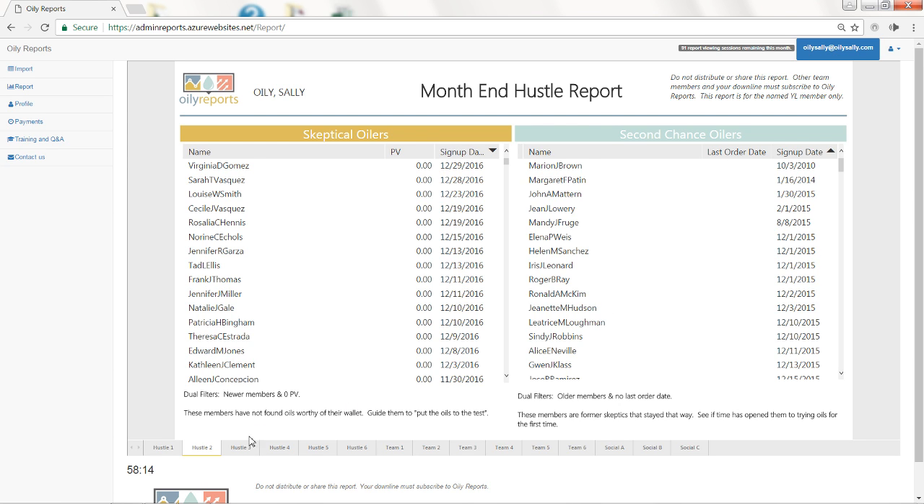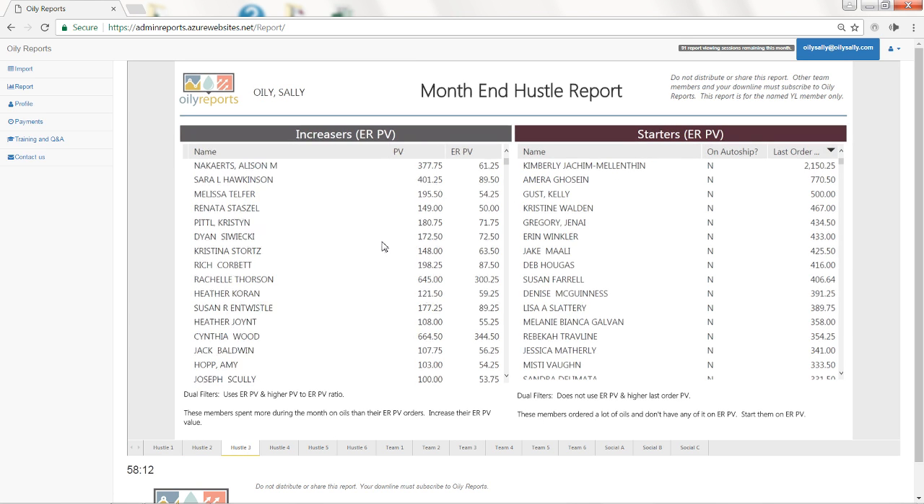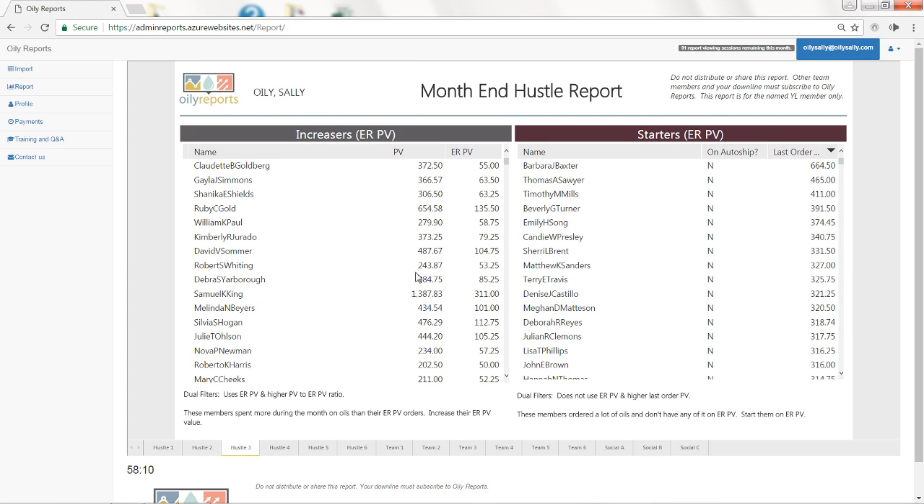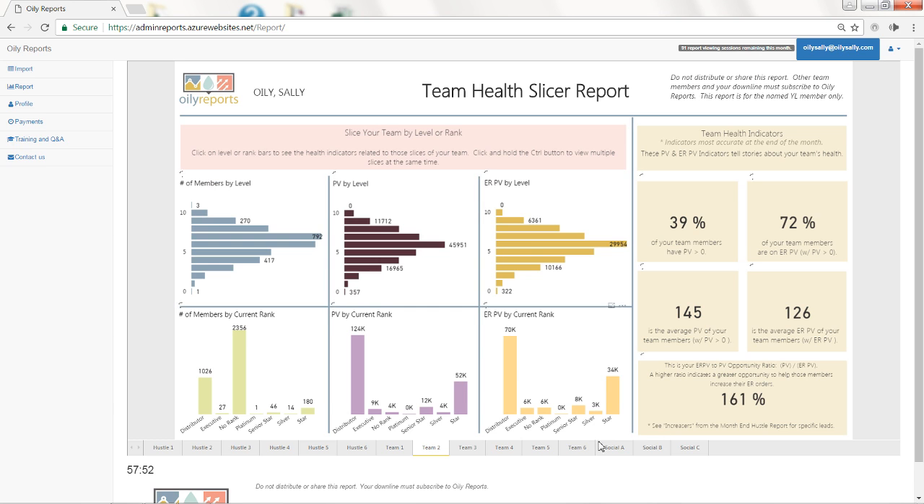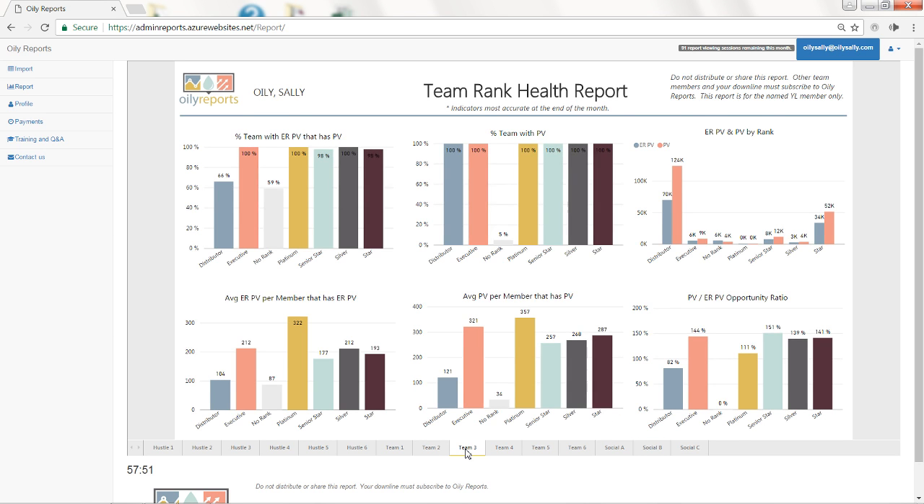They need to test it out at least once. The next hustle report is increasers for ERPV. These use ERPV. They have also a higher PV to ERPV ratio, which is PV divided by ERPV, the opportunity ratio. It's the same number we're looking at down here. Also on the team report, it is the same number in this far bottom right-hand corner.